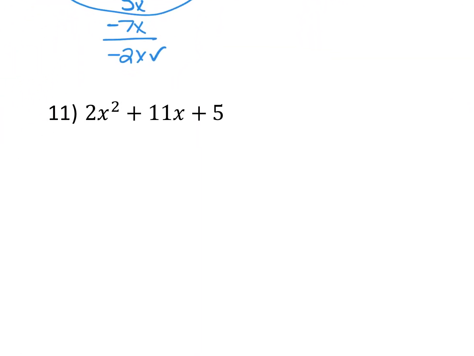Now in number 11, if I try to divide out this 2 like I did in number 10, it's not going to divide 11 or 5. So that 2 is not a GCF, but we always want to check for that first. So instead we're going to go straight into our 2 parenthesis factoring.